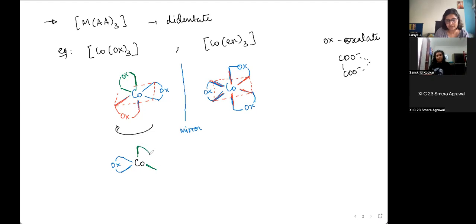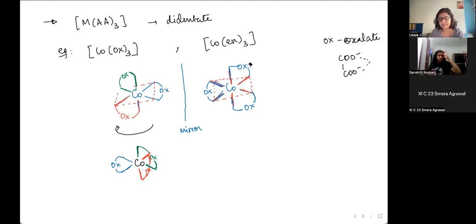So this oxalate is going to come over here. And then the red, which is on the front, is going to go back. So it's going to be over here, and then it's on the bottom. So this becomes like this, iske piche. Are you able to imagine it? Does this make sense? Ye neeche ki taraf, neeche aur peeche.